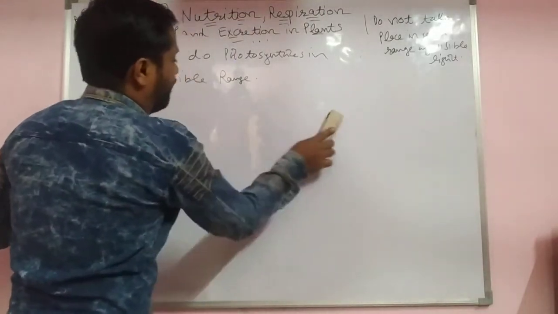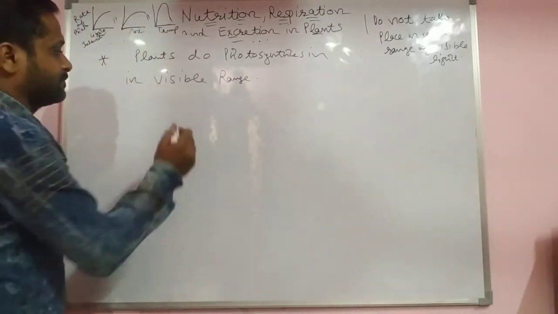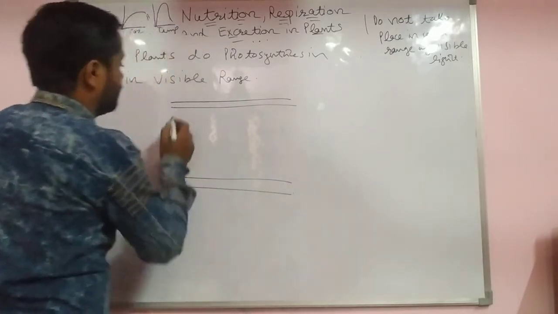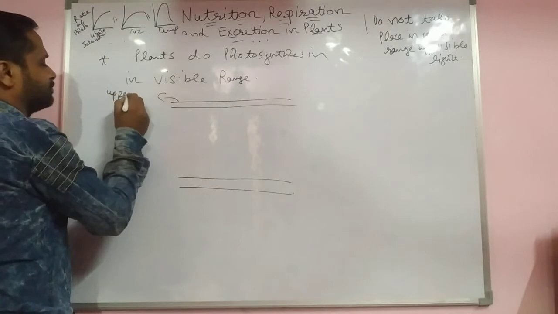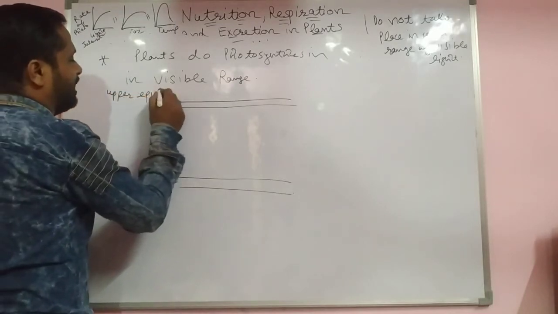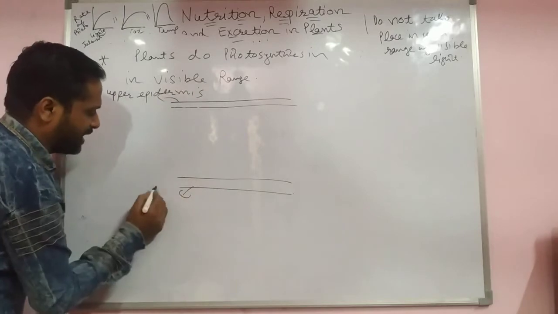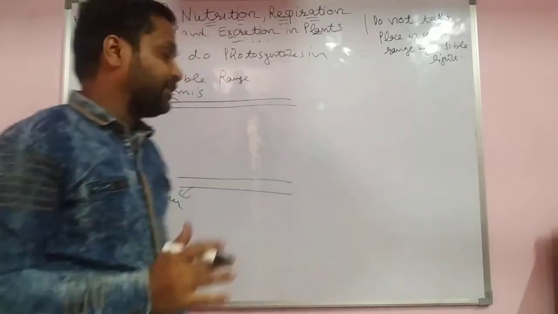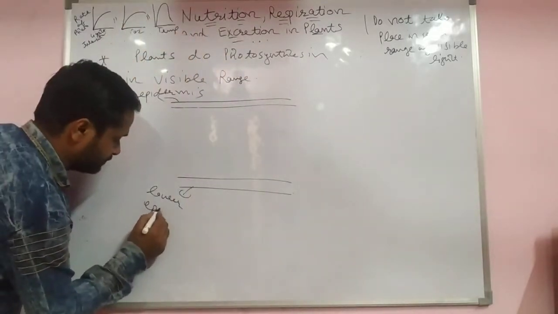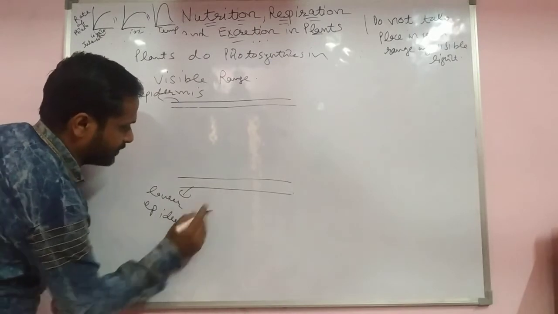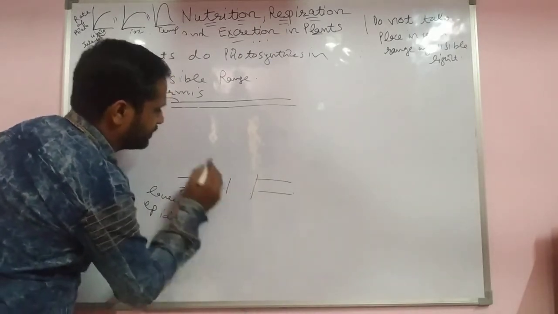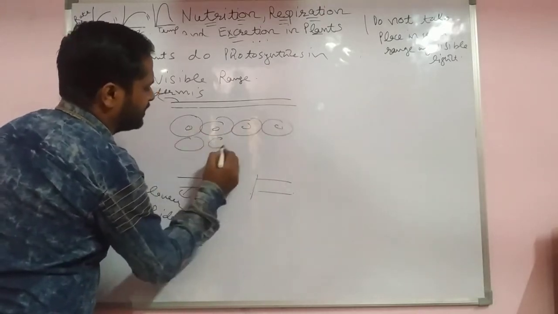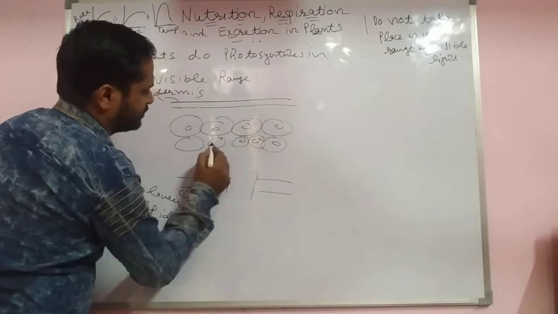And which structure is involved in photosynthesis? Yes, you know the stomata structure. In the stomata structure, that is the upper epidermis and this is the lower epidermis. These layers protect the stomata from outer injury. Here the opening is there and here mesophyll cells are there. Mesophyll tissues are mainly involved in photosynthesis.